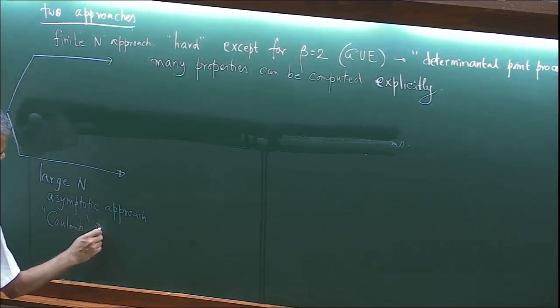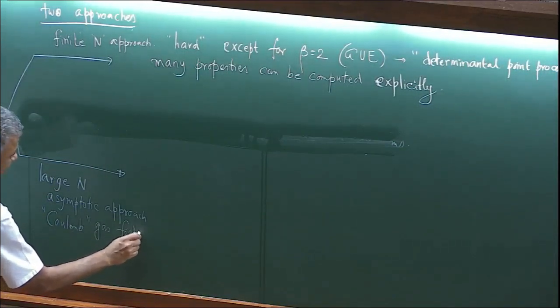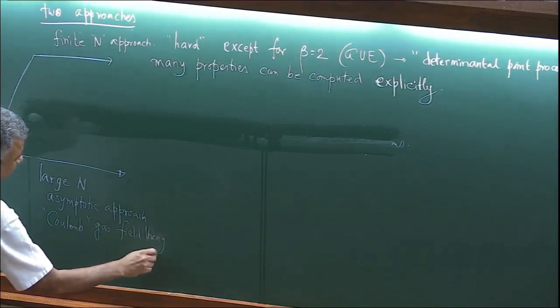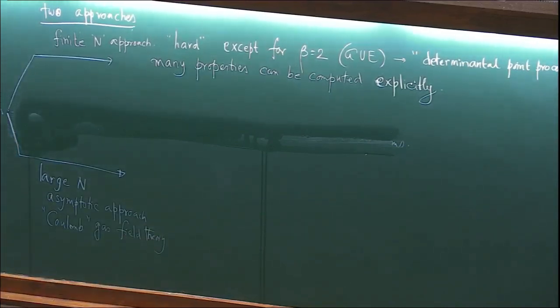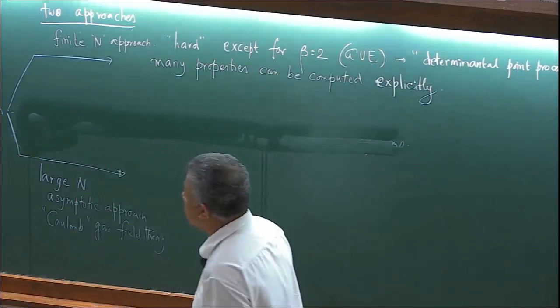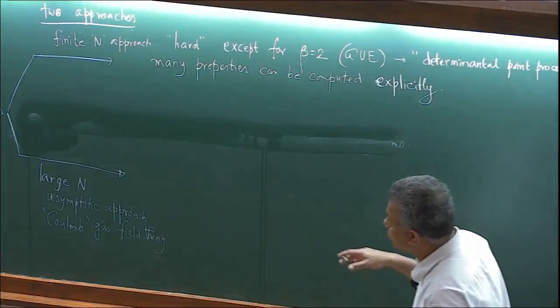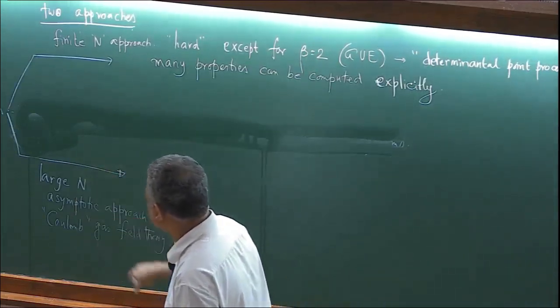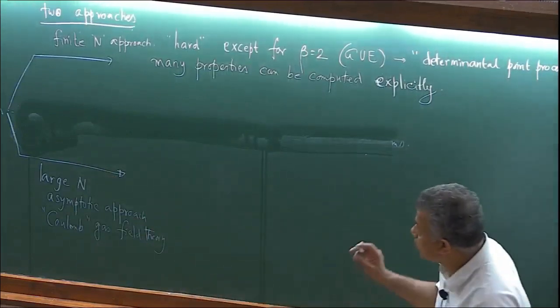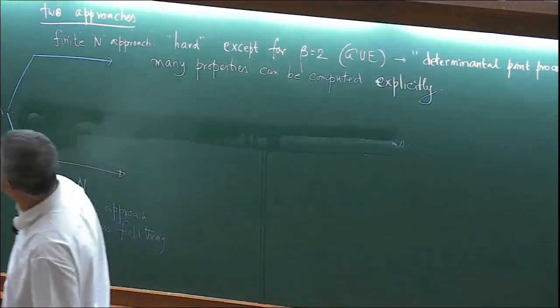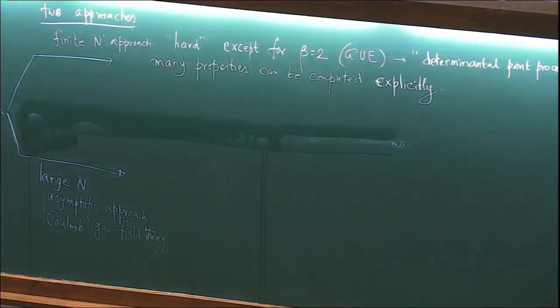Coulomb gas field theory. So many global quantities, like density of states and so on, you can actually compute in a much simpler way using this approach. However, if you are interested in finer local properties, for example, the correlation between two neighboring eigenvalues, then this large n cannot detect such small microscopic distances. So for that, you have to somehow use the finite n approach.